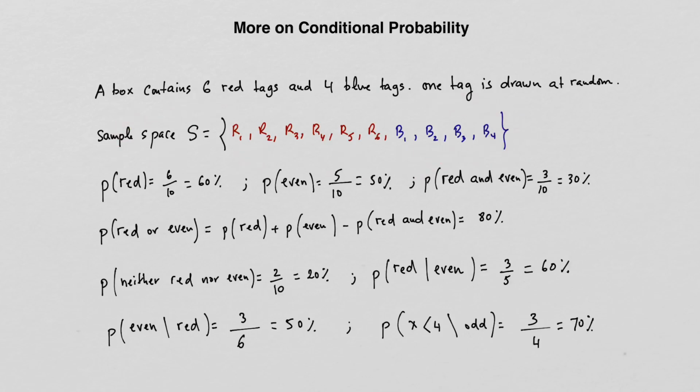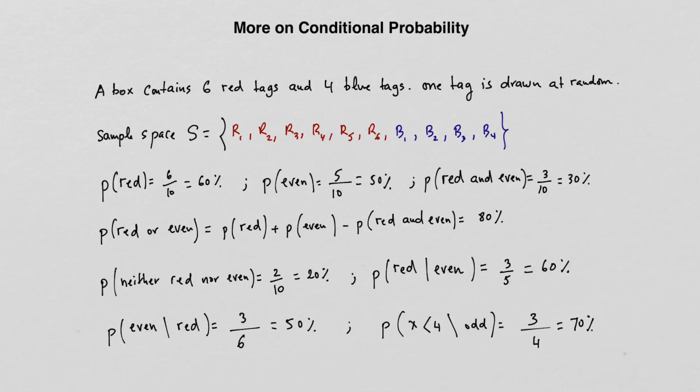So basically we have 6 red and I number them R subscript 1, R2, all the way to R6. And I color coded them for you just for more clarity. And then I have 4 blue tags. So I number them B subscript 1, B subscript 2, all the way to B subscript 4. So we have 10 possible outcomes. This is called the sample space, sometimes denoted by the capital letter S, okay? So this is my sample space.